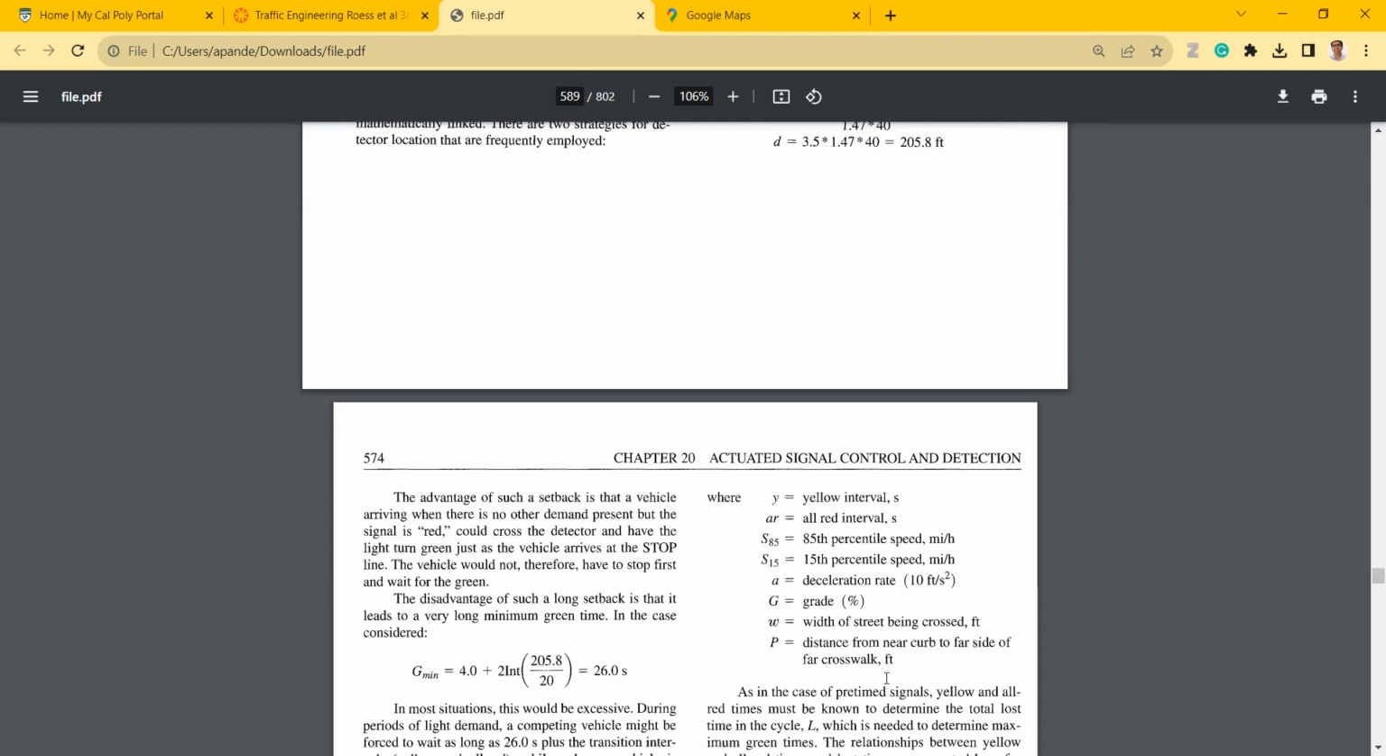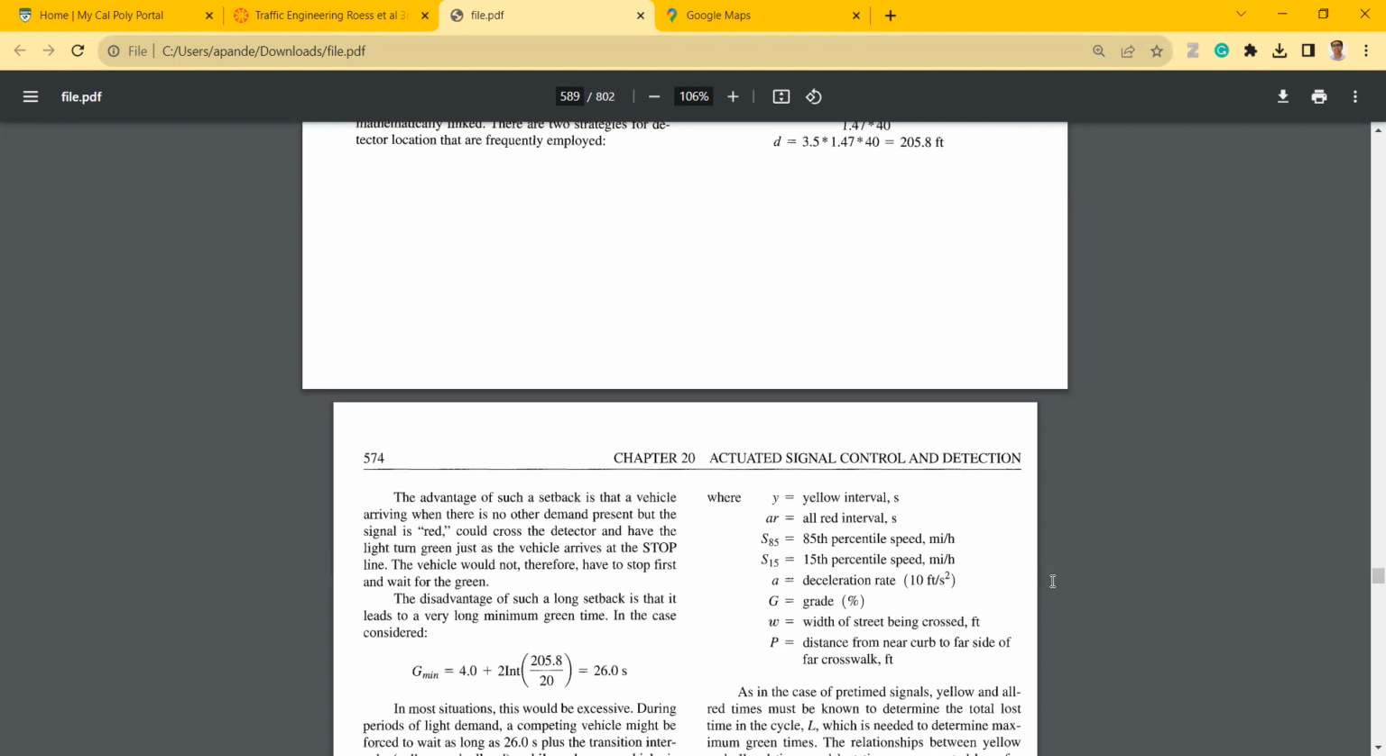You are still approaching the signal, and the light starts to turn yellow on the conflicting approach. Because they are now starting to give you the green time, even though you haven't fully approached, because the detector is placed so far back, you are now detected, and the signal controller already starts to make arrangements for you to get the green by the time you actually reach the stop line.